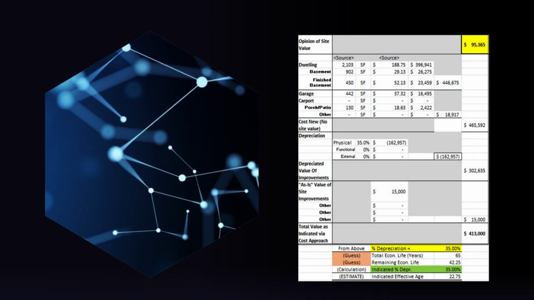Now, consider the chronological age of your subject. If your effective age is less than your chronological age, then, according to the market, the house is in above average condition. If they are more or less the same ages, the subject is in average condition. If the effective age is greater than the chronological age, then the house is in below average condition. This situation has some serious ramifications, too numerous and deep to cover here. In another video, we'll cover how all this fits into highest and best use.